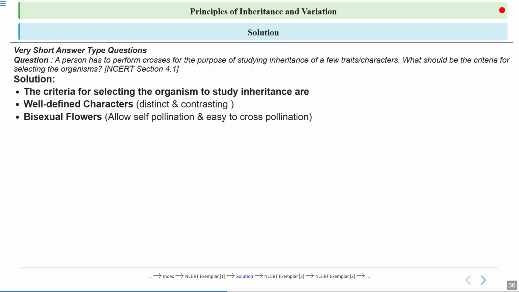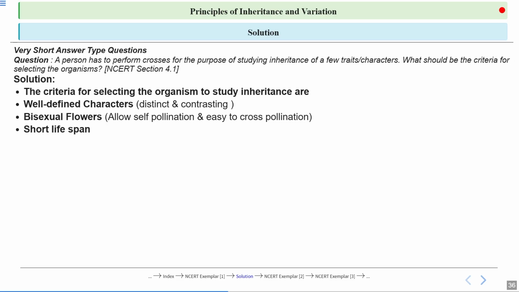The flower should be bisexual. Okay. Why are bisexual flowers being used? To allow self-pollination. So what Mendel did, Mendel self-pollinated the F1 generation. Self-pollinating means selfing. So he did the self-pollination of the F1 generation, and he did the cross-pollination also of the parents. That's why bisexual flowers were chosen by Mendel.